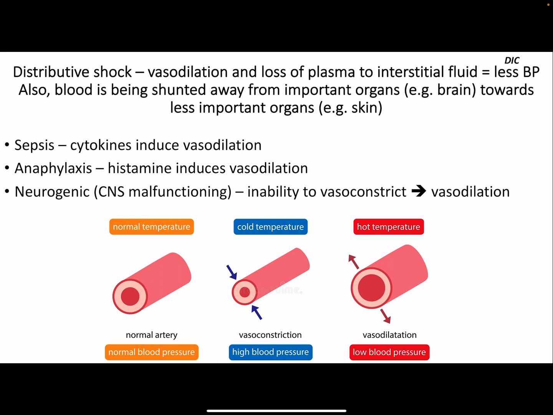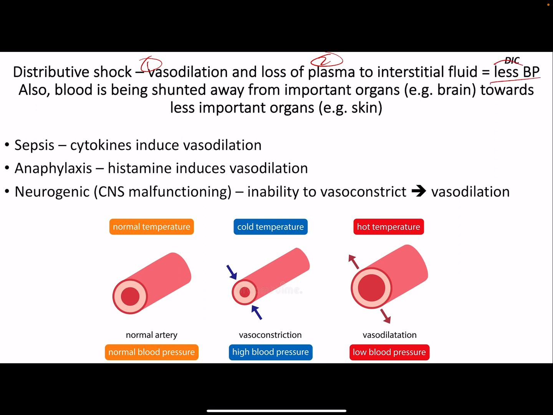Distributive shock. So vasodilation, I guess it's a couple things. If for whatever reason you have massive vasodilation, your blood pressure is going to go down. That's one thing. A second thing is the loss of plasma to interstitial fluid. This is kind of the DIC concept. Both of those contribute to less blood pressure.